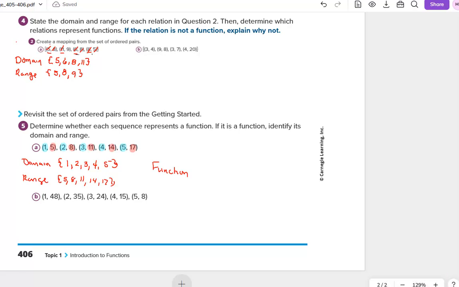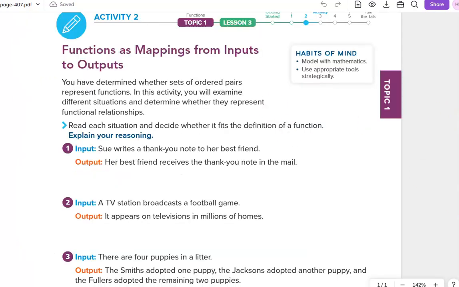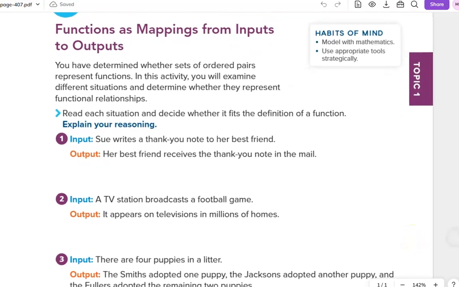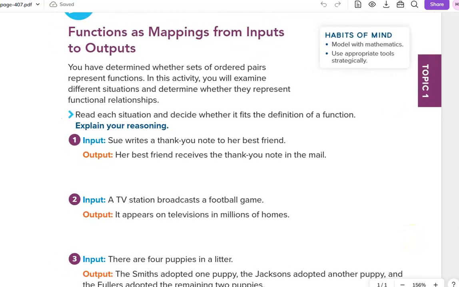Okay, just a minute, I lost my mouse. 115. We're going to read scenarios, and then you're going to tell if it is a function or not. So functions as mappings from inputs to outputs. You have determined whether sets of ordered pairs represent functions. In this activity, you will examine different situations and determine whether they represent functional relationships. So read each situation and decide whether it fits the definition of a function, and then explain your reasoning.